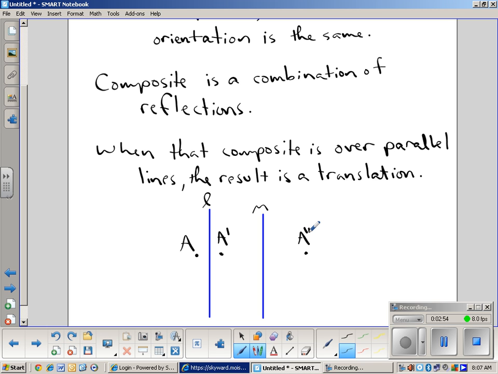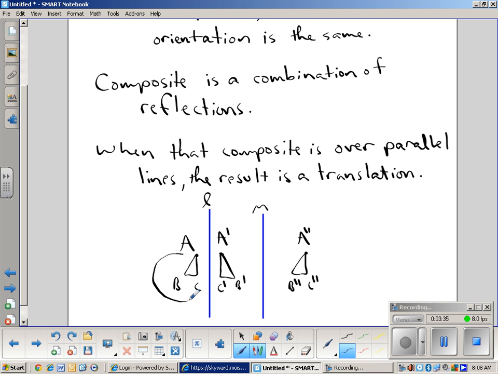Now, I'm just going to go real, make this more than a single point. And this would be here. And then this one would be here. Now you can see the orientation that I was talking about before is the same.